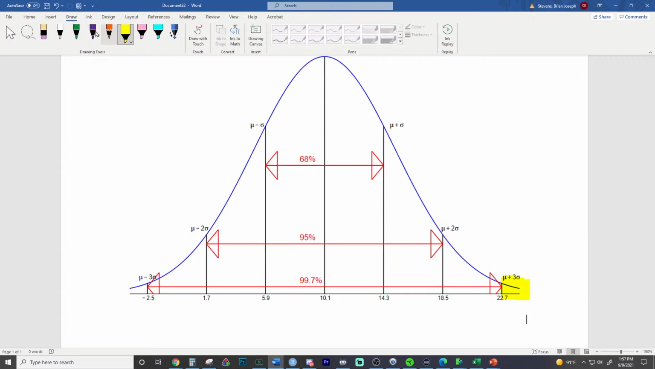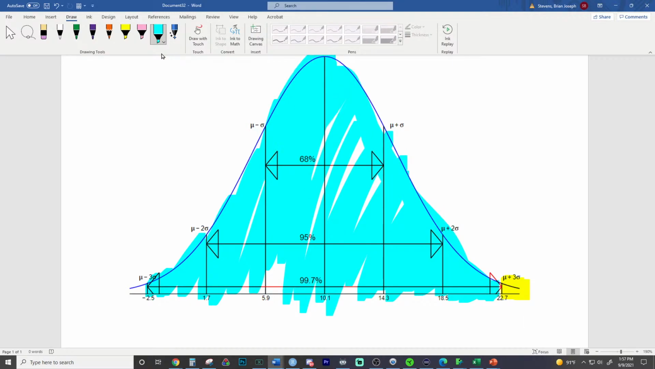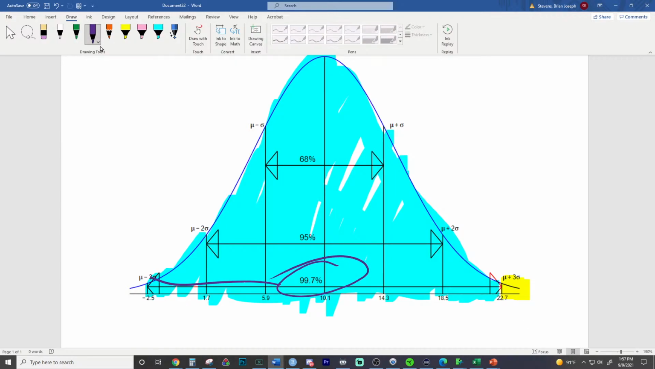And take a look at this. We know that this area is 99.7. And we want over 22.7. So how are we going to find this right here? If we know that everything Brian is shading is 99.7, because we're doing this area right here, and then we want this little tiny area on the outside, we specifically want this one right here.